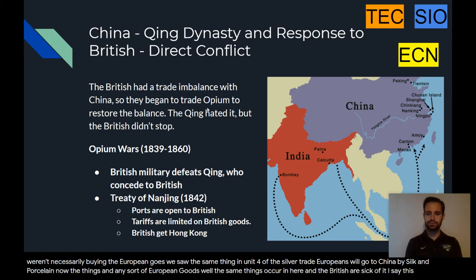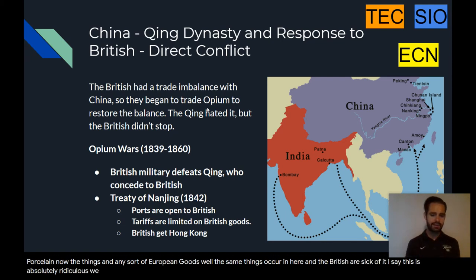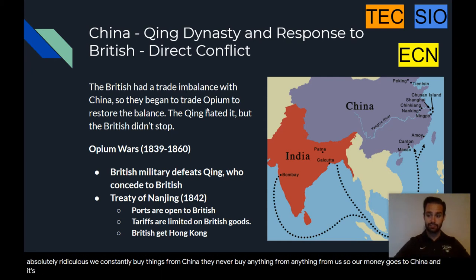They say this is absolutely ridiculous. We constantly buy things from China. They never buy anything from us. So our money goes to China and it never comes back. We never monetarily benefit. So they want to switch that trade imbalance.